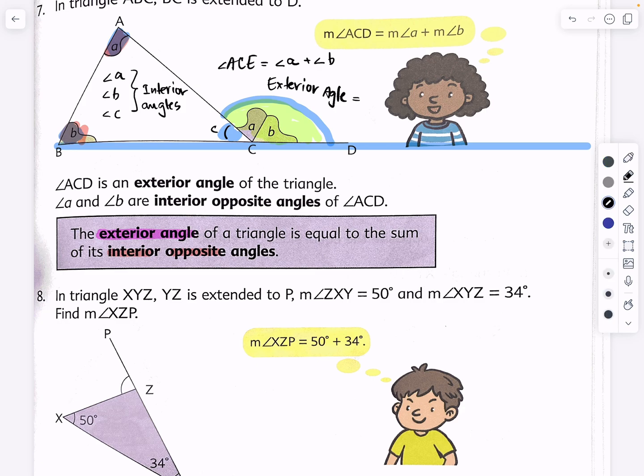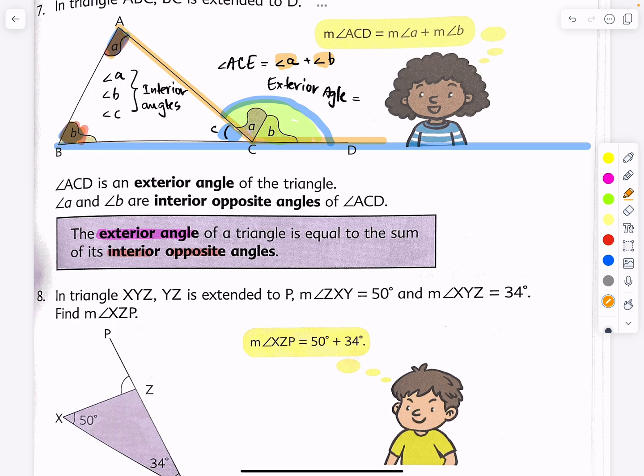Let me trace angle ACE. Which color can I take? I'm going to take a nice orange. So angle ACE is equal to the sum of interior opposite angles A and B.